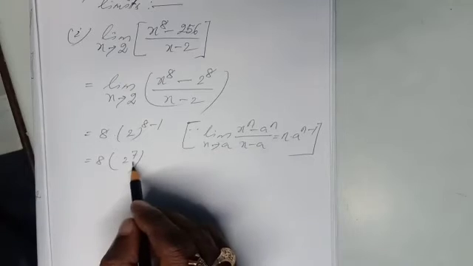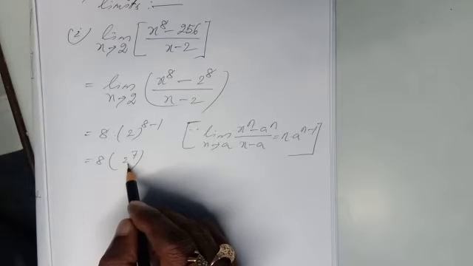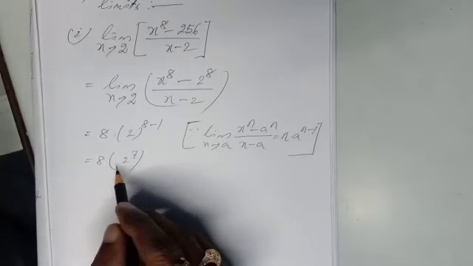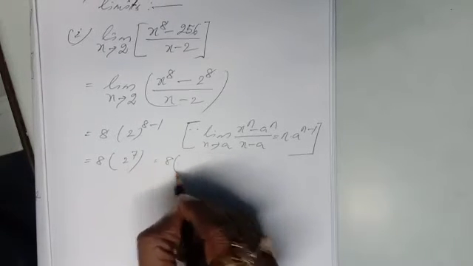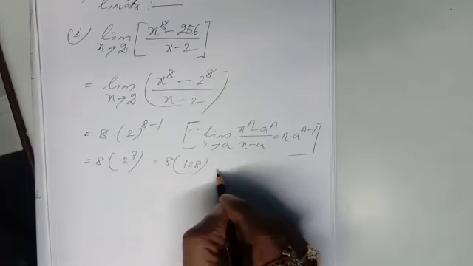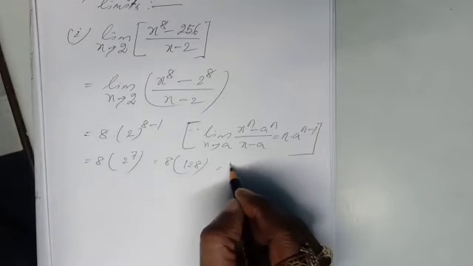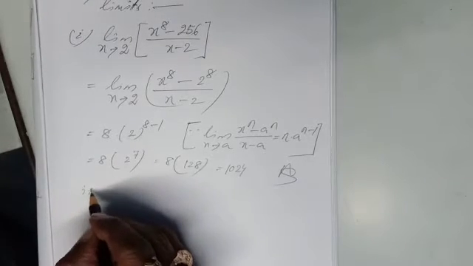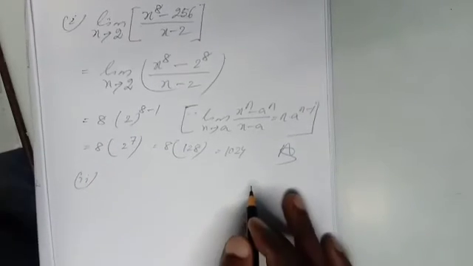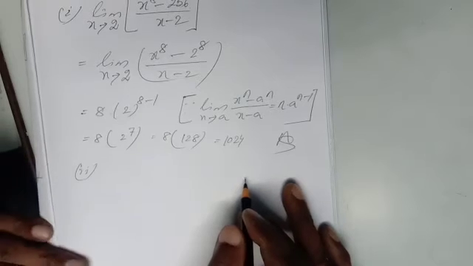So finally, how much is 2 to the power 7? It is 128, so 8 into 128. The final answer will be 1024. Okay? Now see the question number 1, second part. Question given here.